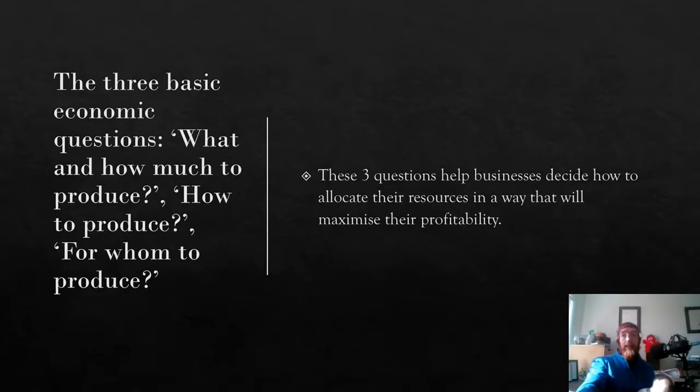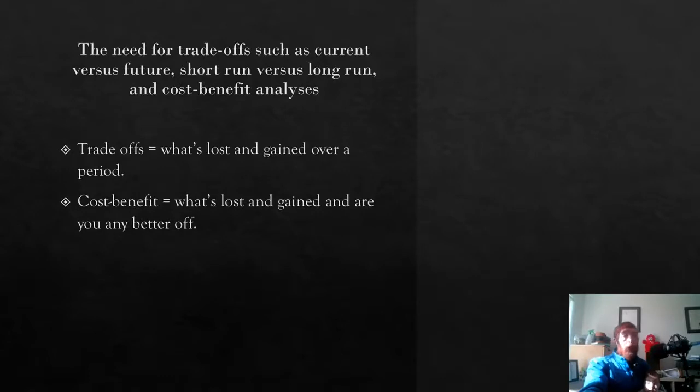And if businesses answer these three questions well, it can help lead to higher rates of production and good profitability in the long term. Next up, we've got the need for trade-offs such as current versus future, short run versus long run, and cost-benefit analysis. These come up a lot when we look at production possibility frontiers, which we'll look at on the next slide.